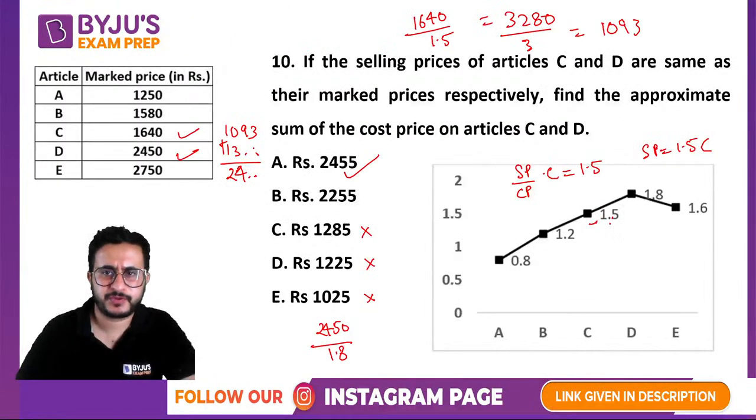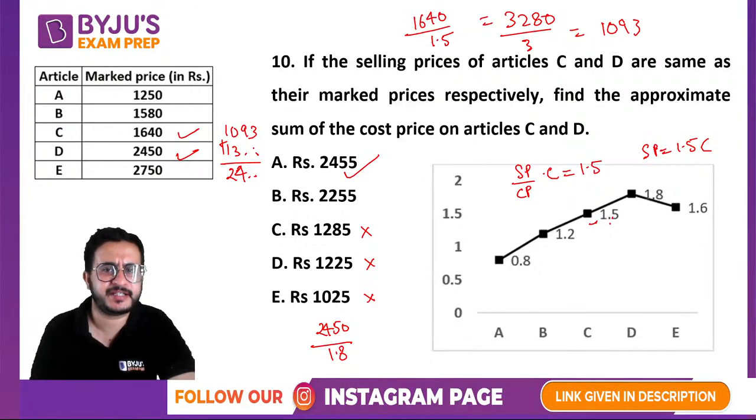Previous question was, it is saying the selling price of C and D are the same as the mark price. So whatever was the mark price, that is the same as the selling price. So that means no discount.